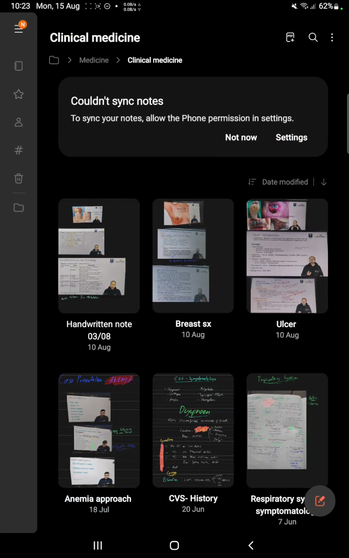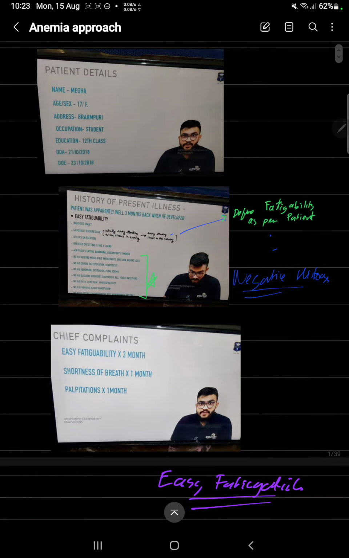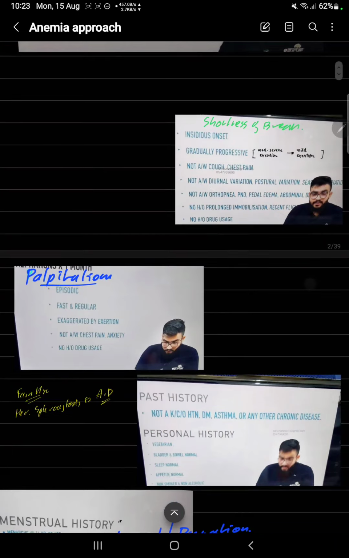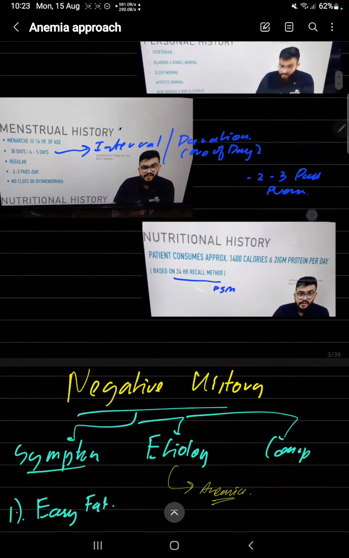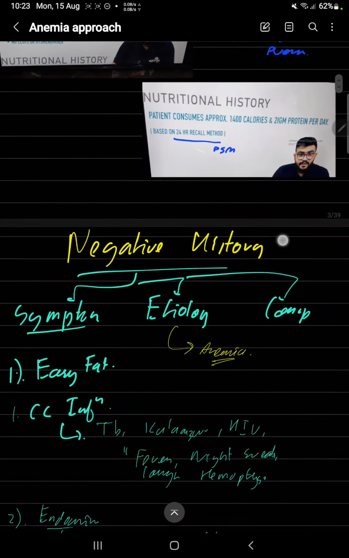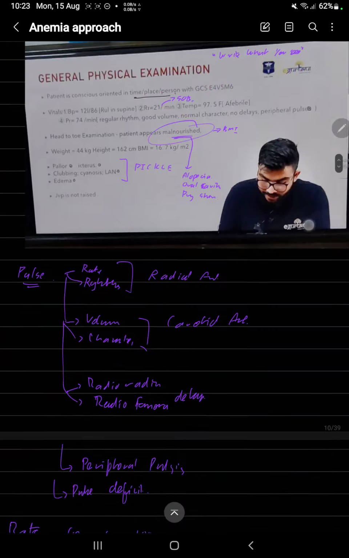Okay, this is the approach to anemia. I took photographs because there was lots to write. So yeah, this is how he approaches the class. Okay, how do you present? Okay, and the negative history, like you give all those negative history, and why do you do that? Okay, so that's the modality of his classes.